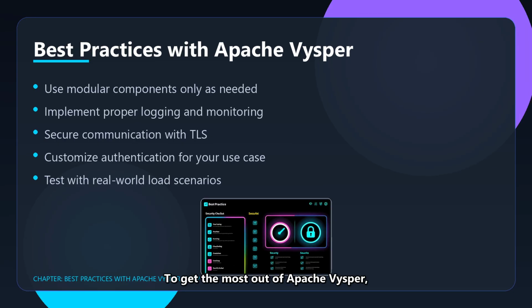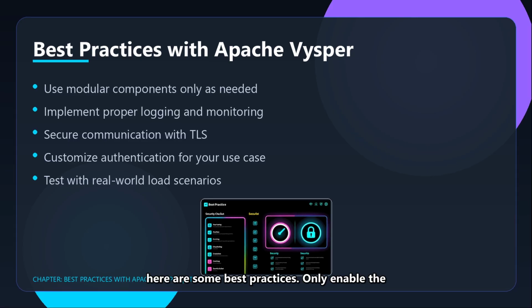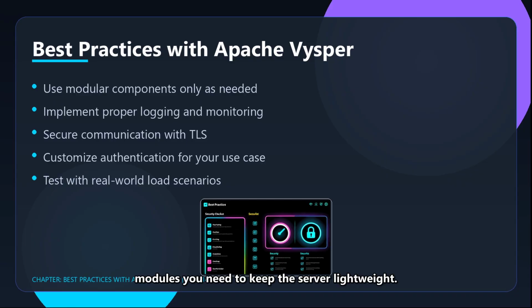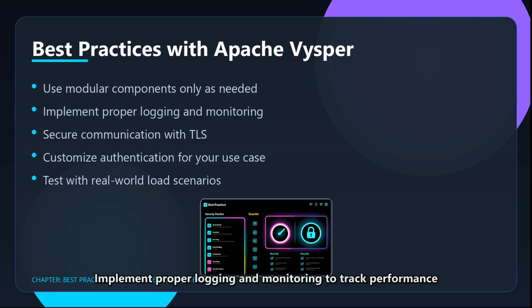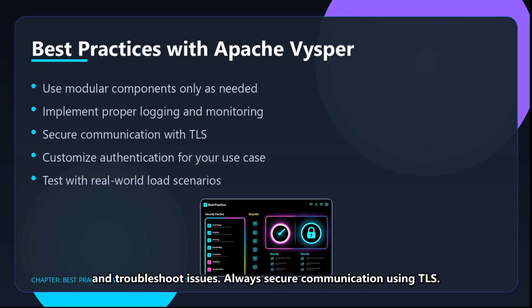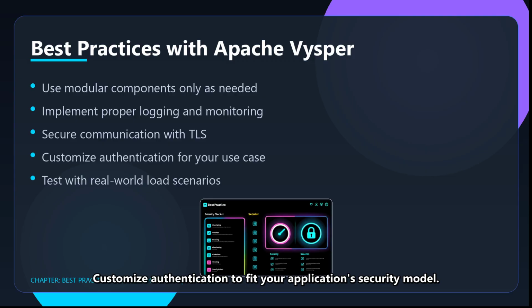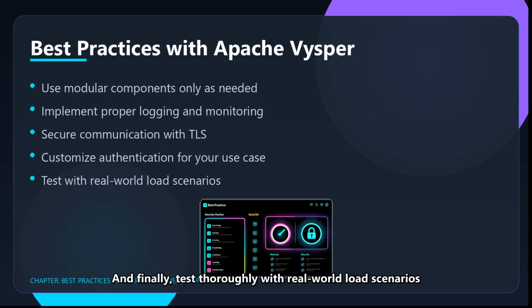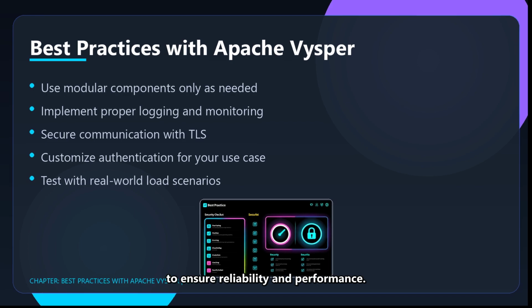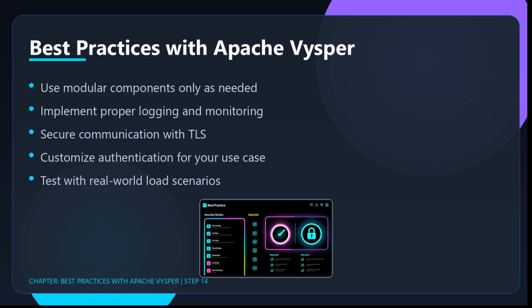To get the most out of Apache Vysper, here are some best practices. Only enable the modules you need to keep the server lightweight. Implement proper logging and monitoring to track performance and troubleshoot issues. Always secure communication using TLS. Customize authentication to fit your application's security model. And finally, test thoroughly with real-world load scenarios to ensure reliability and performance.